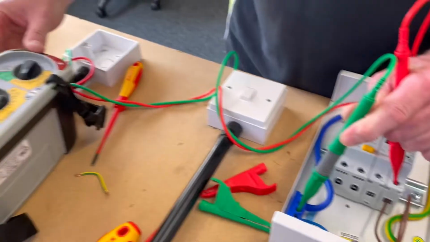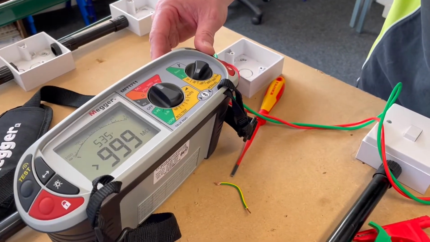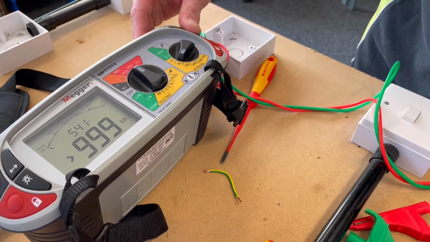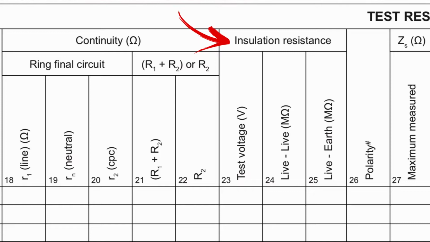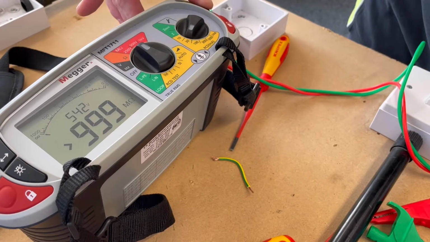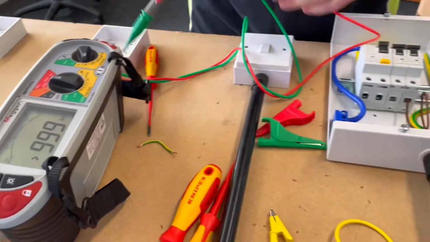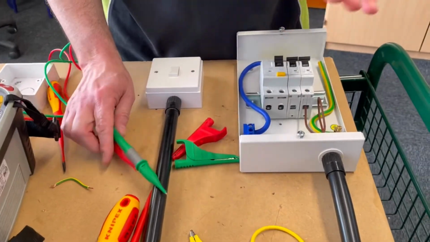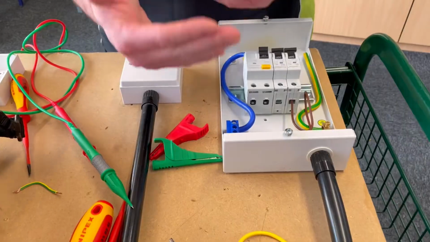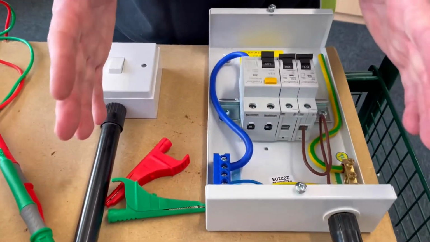I'm going to press and hold. And again, I've got a reading greater than 999 megohms, often called megohms. Okay, so greater than the scale of the machine can read. So a lot greater than the minimum accepted in the BS 7671 On-Site Guide of 1 megohm. Certainly greater than the 20 megohms suggested in Guidance Note 3.